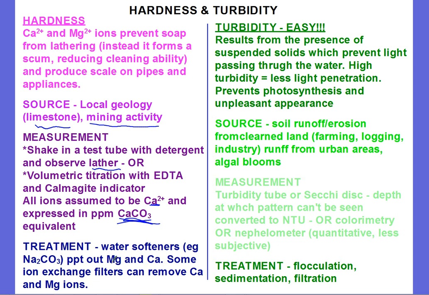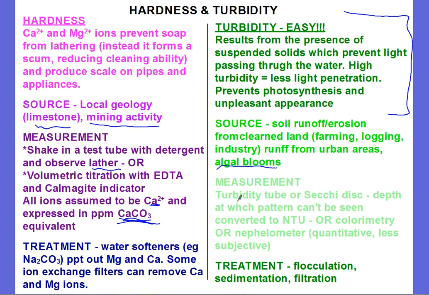Turbidity is the next pollutant, and turbidity is another easy one. We talked about pH being a good one to choose. Turbidity is another easy one to choose. Turbidity results from the presence of suspended solids, which block light from the water, which is bad for things like photosynthesis. It's also bad for drinking water because it makes it look unattractive. The source of turbidity, nice and easy. Any runoff or erosion will cause turbidity. That could come from cleared land, such as farming or logging or industry, and runoff from urban areas. It can also be caused by algal blooms because the algae itself blocks light. So that's a nice, easy one to talk about.